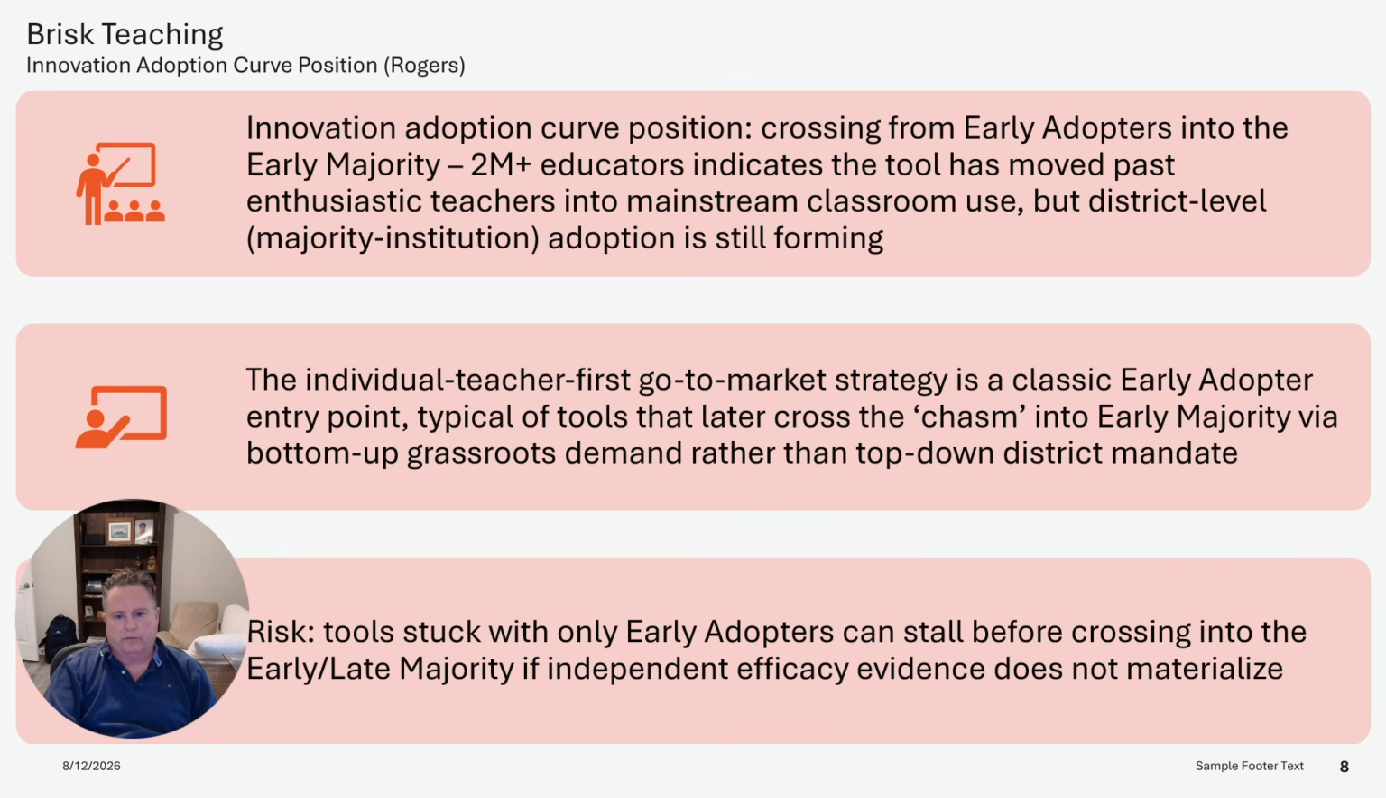The individual teacher first go-to-market strategy is a classic early adopter entry point, and this is typical of tools that later cross the chasm into early majority by bottom-up grassroots demand rather than top-down district mandate. The risk is that tools stuck with only early adopters can stall before crossing into the early or late majority if the independent efficacy evidence does not materialize in a meaningful way.